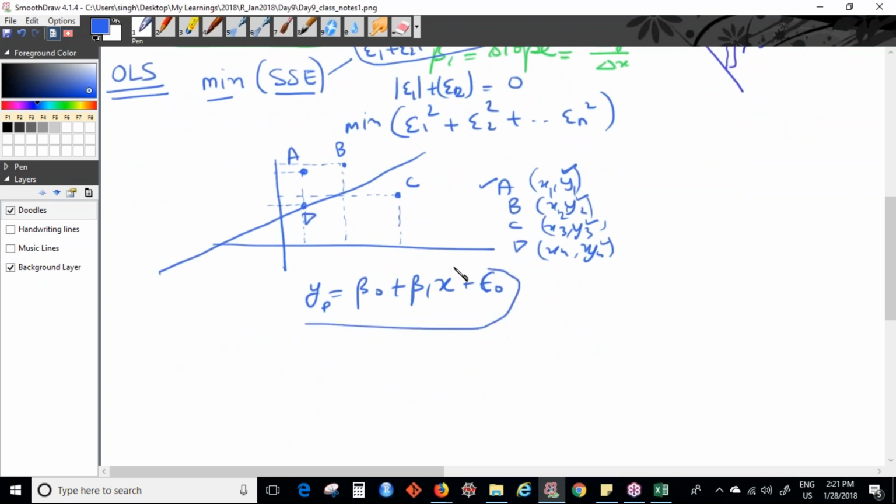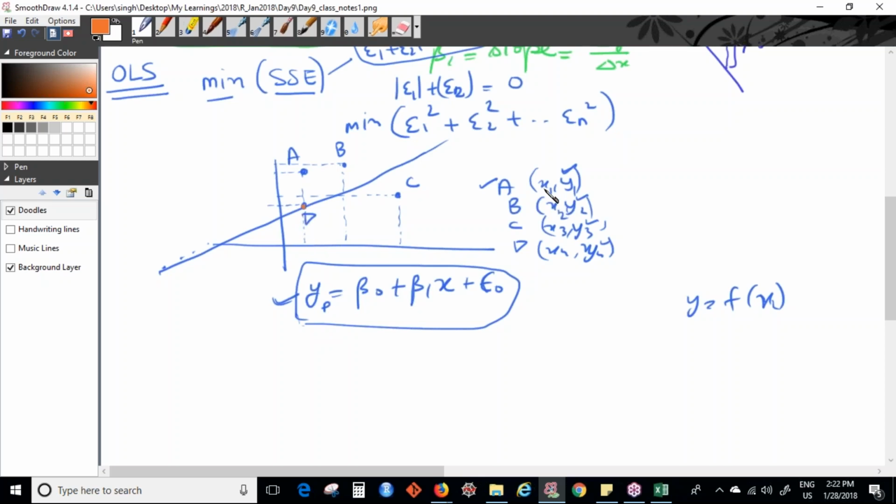Whatever values you get from this prediction using this line, that will always lie on this line. It cannot be outside the line. Your predictions always lie on the line. Always remember this, because you are using the line to predict. So y is equal to f of x. Whatever x you write, that will give you a y which is on this line.